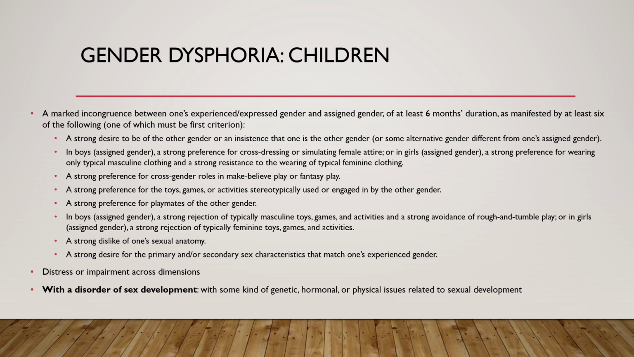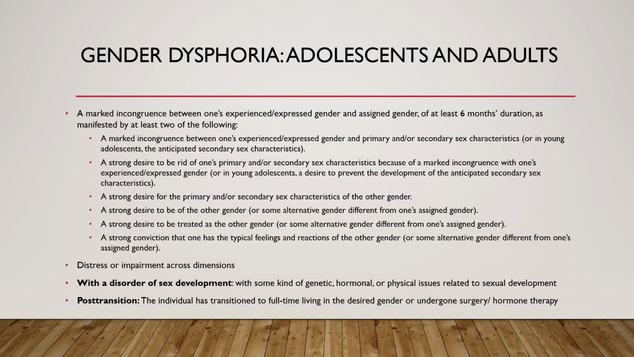There is a specifier with a disorder of sex development, which notes some sort of genetic, hormonal, or physical issue specifically related to sexual development. These might be our individuals who are born intersex, meaning that their physical and biological markers of gender are a little more ambiguous.